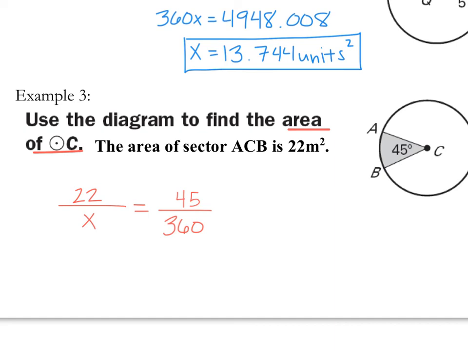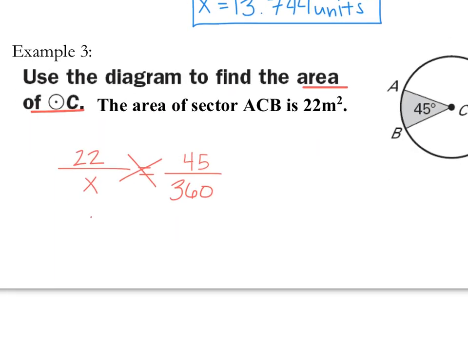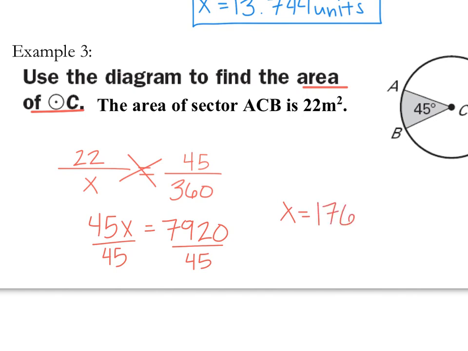Okay, so this one, 22, is the area of your sector, and that goes on top. Now we want to find the area of the whole circle, so that goes on the bottom. And then 45 over 360. So in this case, it's a simpler equation. 22 times 360, and then divided by 45. So the area of the circle would be 176 meters squared.